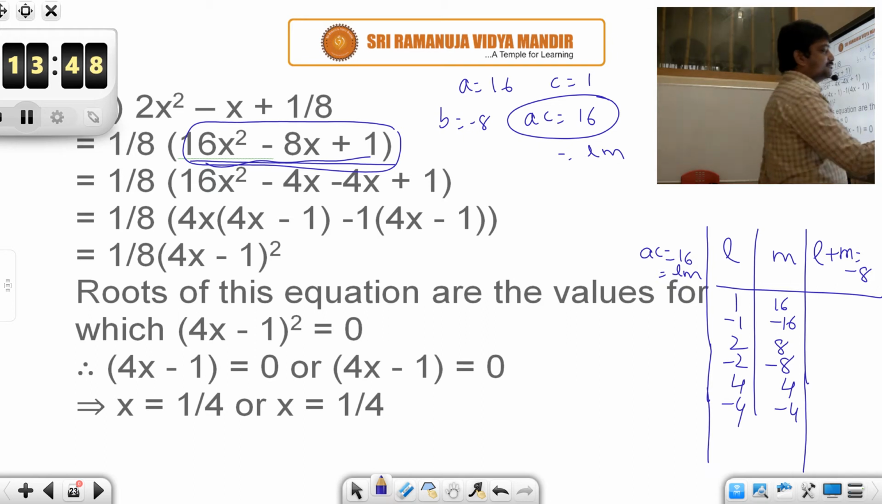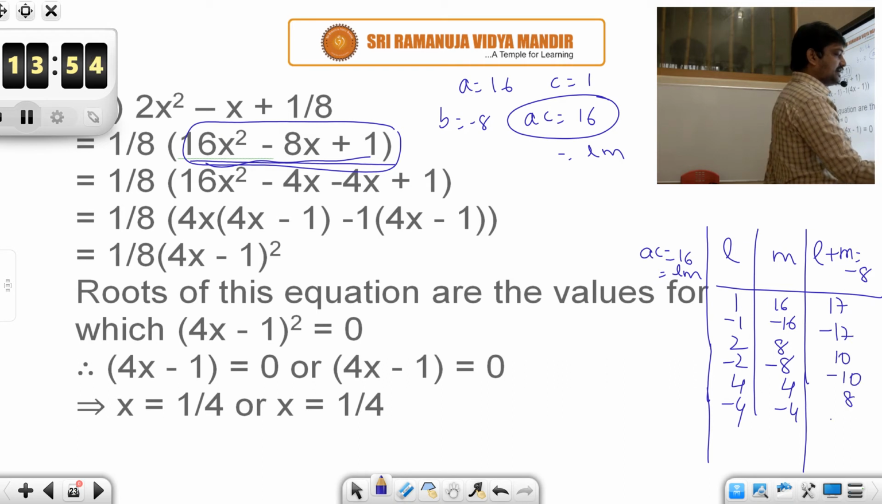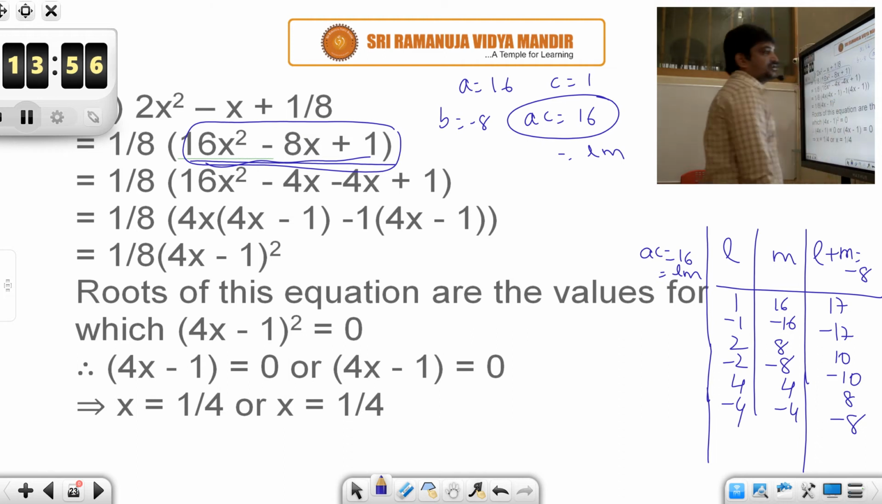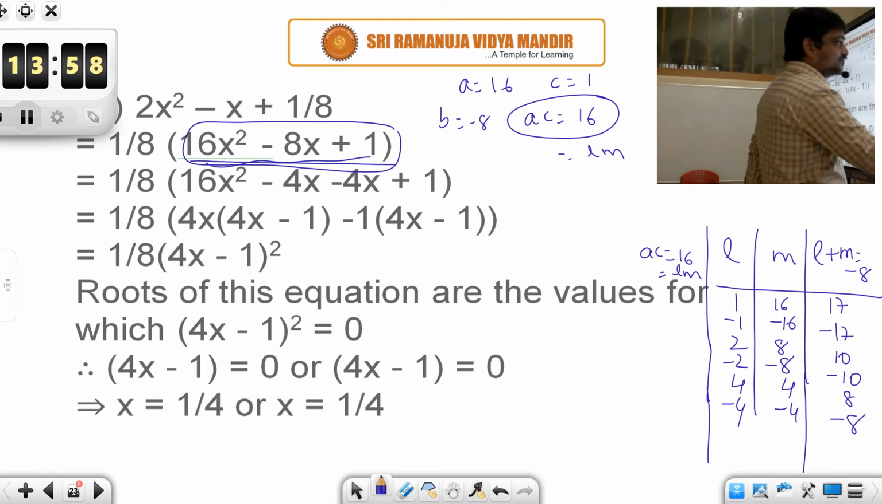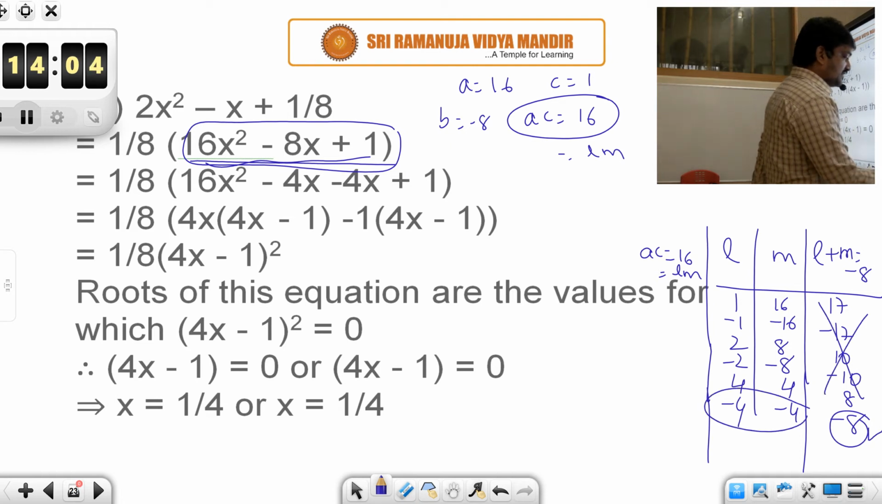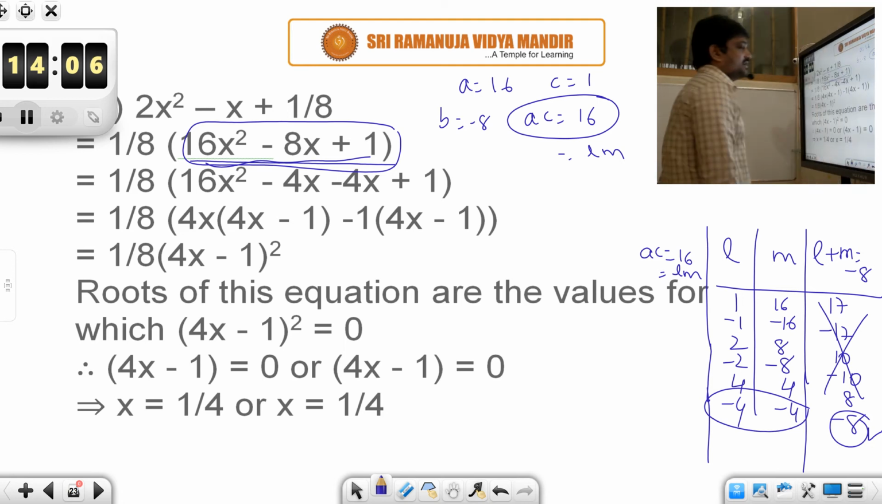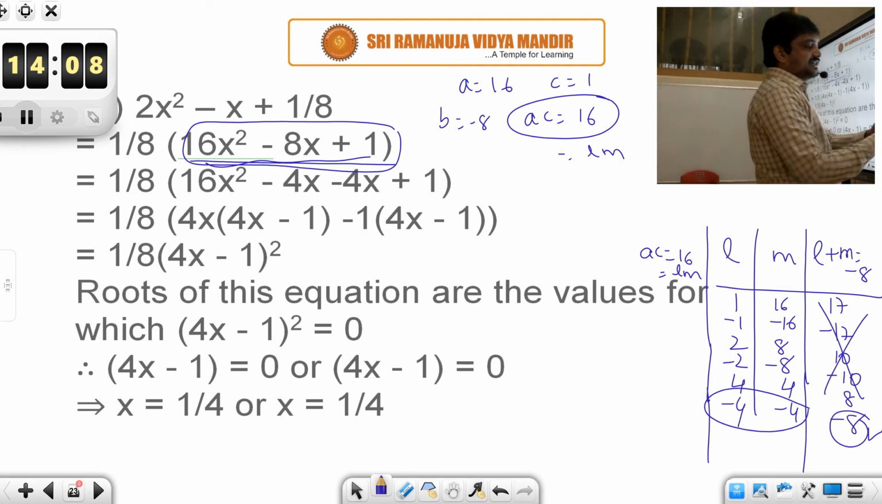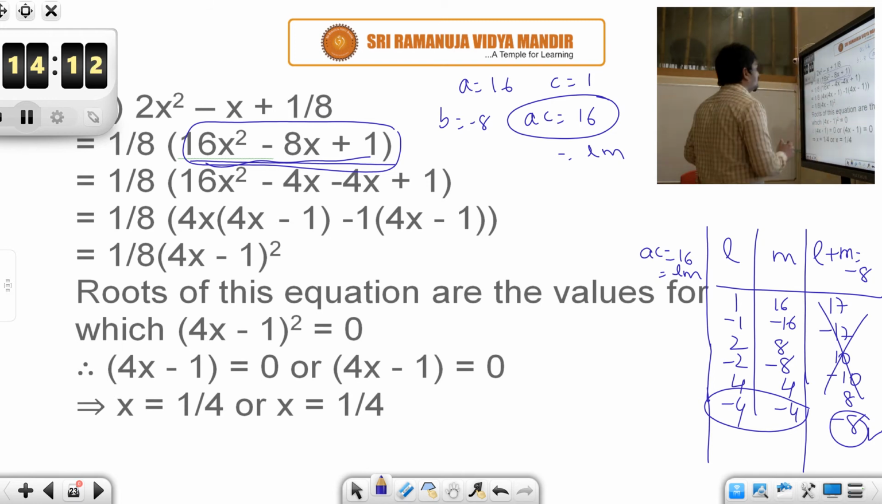Now let's add L and M. So here you will get 17, minus 17, 10, minus 10, 8, minus 8. Here you are looking for a pair whose sum is minus 8. So all these are not possible, so you are left with only this. So choose this pair of numbers for L and M, minus 4 and minus 4. That is, you will write the coefficient B, minus 8, in terms of minus 4 and minus 4. So 16x square minus 4x minus 4x plus 1.